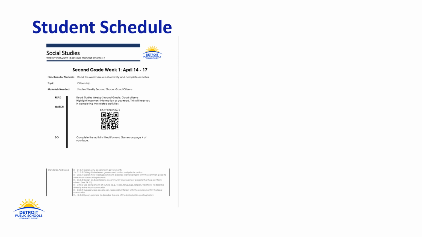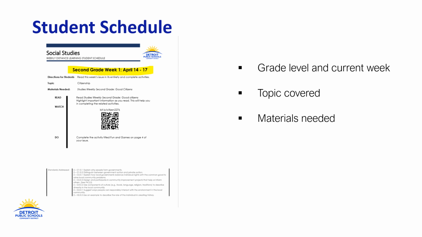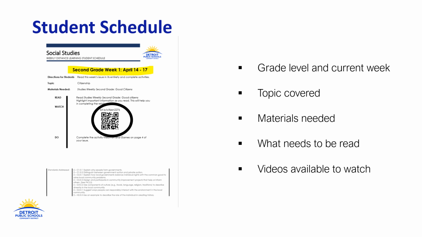Here's your student schedule. You'll find your grade level and current week, topics that are covered, materials needed, what needs to be read, and videos available to watch. On your student schedule, you'll find a QR code. The QR code or the bit.ly link above will help you get straight to the videos available for the lesson. Lastly, you'll find the tasks that need to be completed.